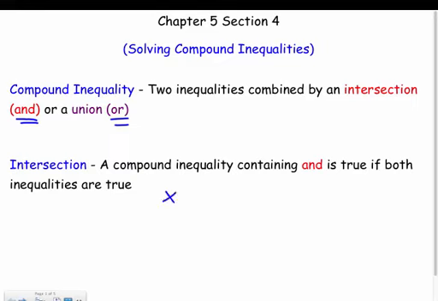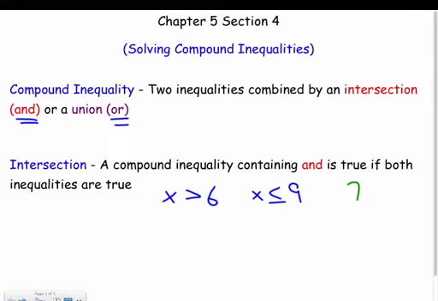So for example, if I had something like x is greater than 6 and x is less than, let's make it less than or equal to 9. Both of those have to be true in order for my inequality to be true. So if I said the number 10, it's greater than 6, but it's not less than or equal to 9, so 10 does not work. 10 does not fit in that set. What if I picked 4? 4 is less than or equal to 9, but it's not greater than 6, so 4 doesn't work. But 7 works because 7 is greater than 6, and it's also less than or equal to 9.